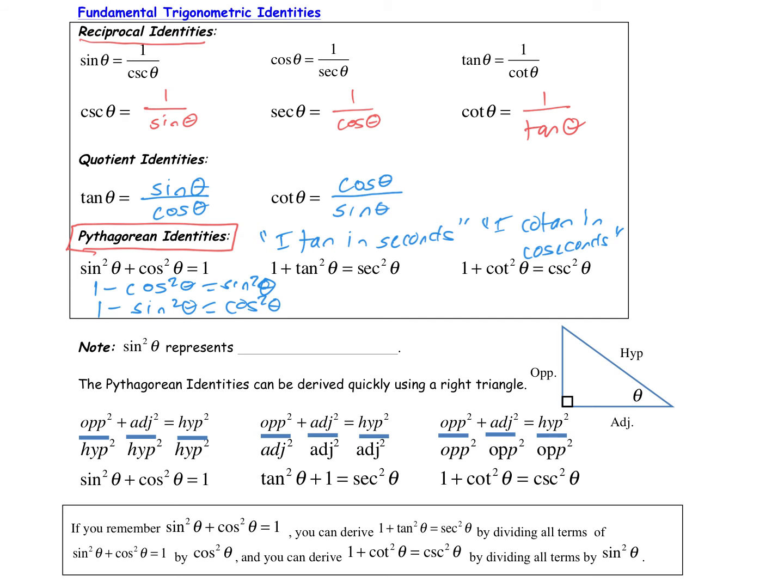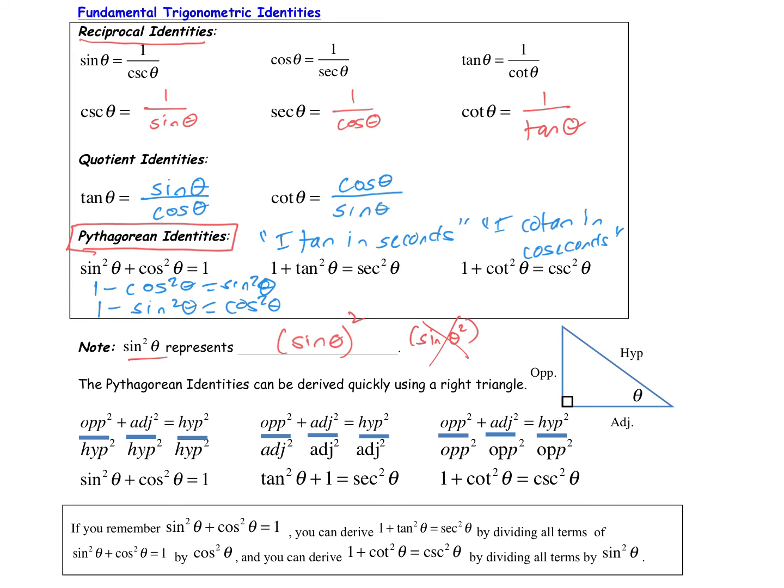Please note that this notation, sine squared theta, really means sine theta times sine theta, or sine theta, I could put that whole thing in parentheses and then square that. The reason we move the exponent in between the sine and the theta is to make sure we know that it's not the sine of theta squared. So it doesn't mean sine of theta squared. So this is not the case.